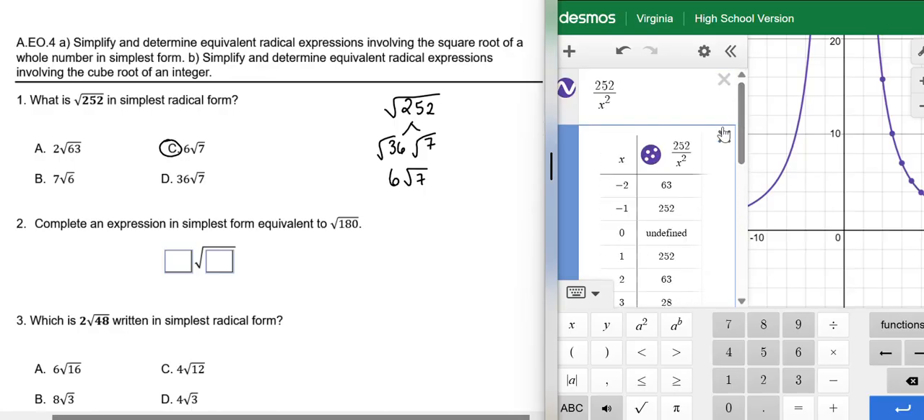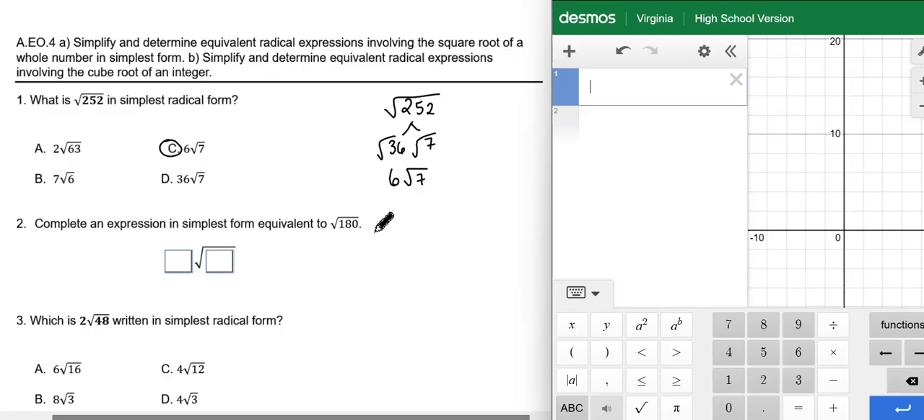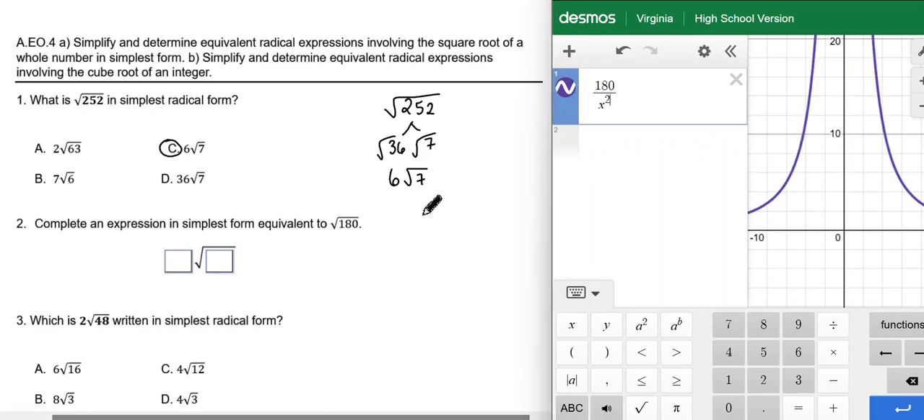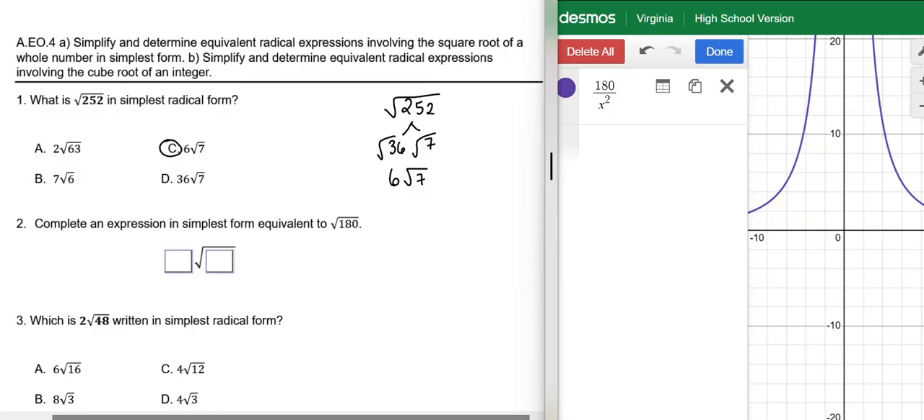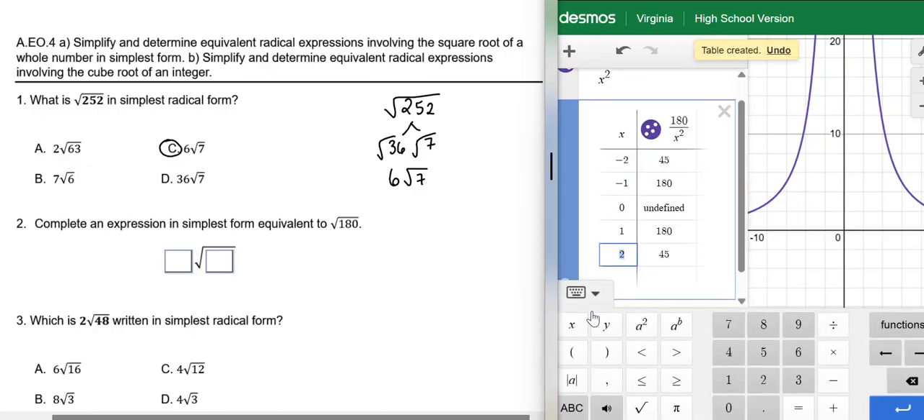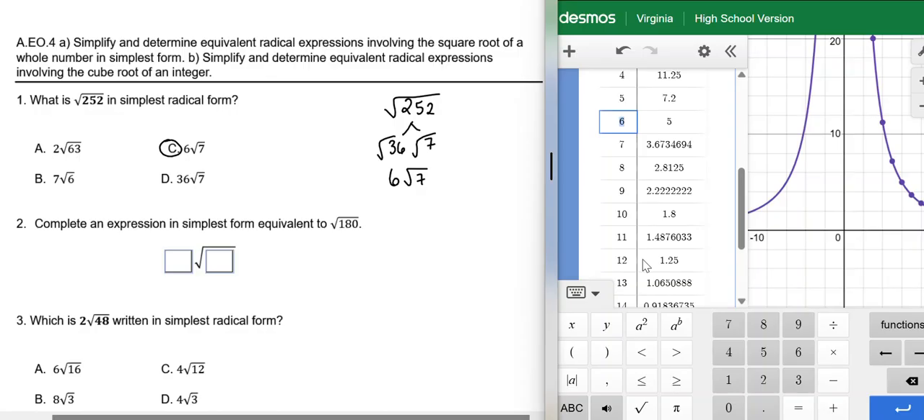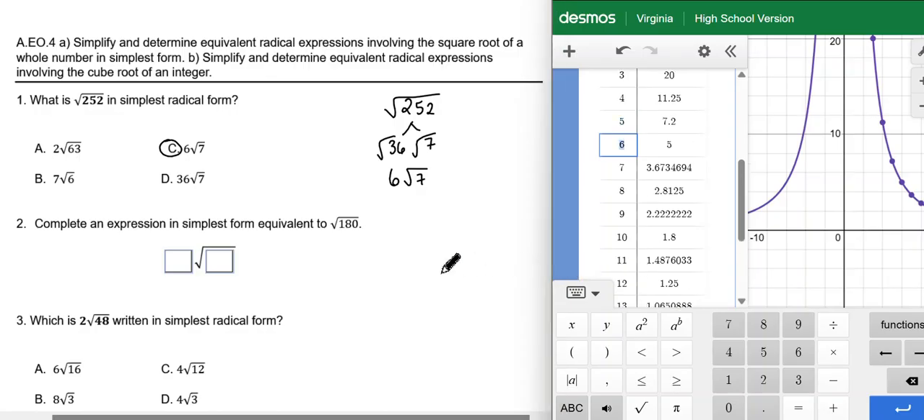Let me go to the next one. I'm trying to simplify 1 square root of 180. I know I have a number on the outside and a number on the inside. I'm just going to do it the easy way, 180 divided by x squared. Students, you might forget to put the square because you're taking the square root. Don't forget that. Turn it into a table, and keep pressing enter until you get to zeros, or maybe right there. I'm going to scroll up a little bit and see the first 2 numbers you come across from the bottom up. You know that's the most simplified version, 6 square root of 5.